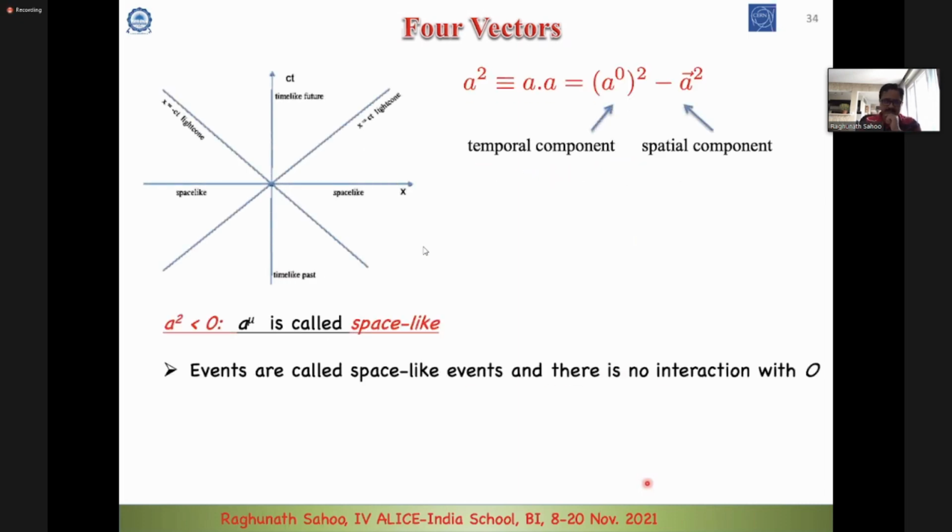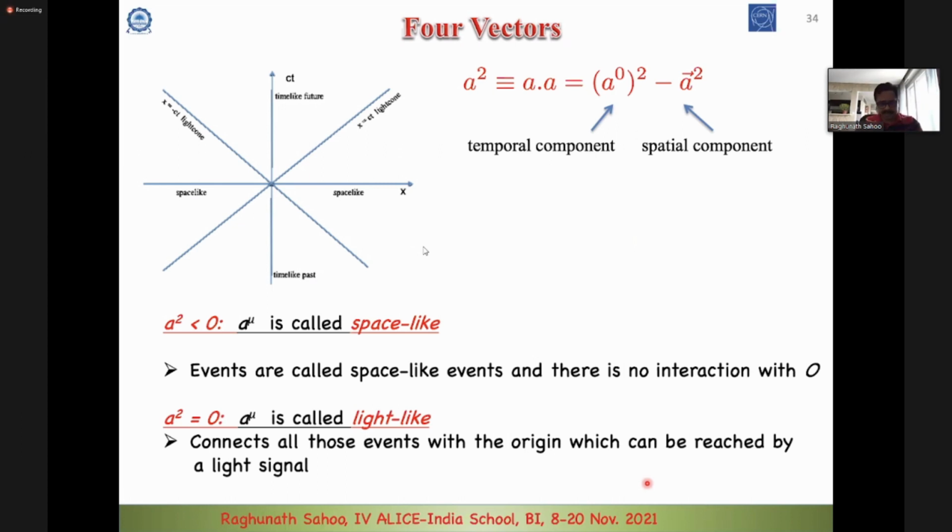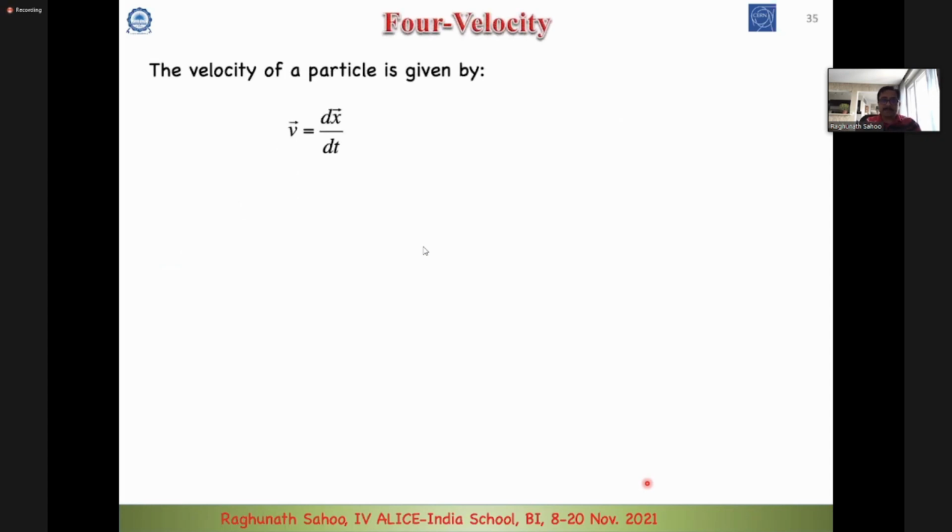Similarly, in a similar situation, my s square could be negative. This will correspond to space-like events, and there is no interaction with 0 because we are not talking about time here. And it might also happen that your temporal part is equivalent to the spatial part. In that case, your A mu is called light-like, A square is equal to 0. This connects all those events with the origin which can be reached by a signal of light, because it has to travel with the speed of light. Then the particle has to travel with the speed of light. So this was just for completeness' sake I showed you.